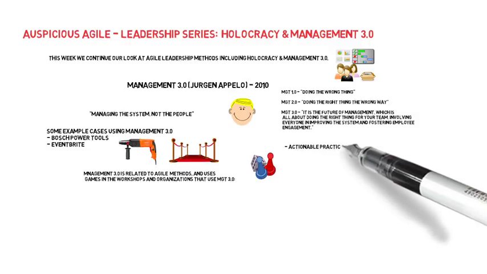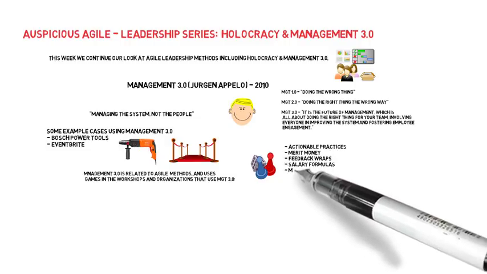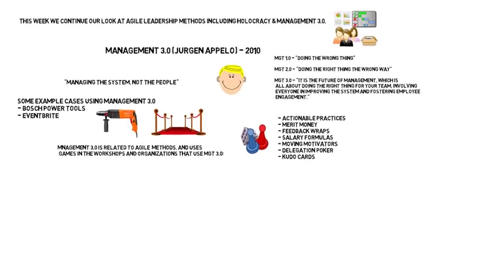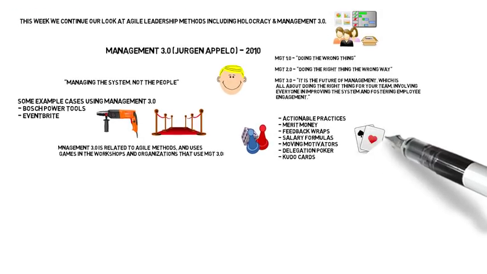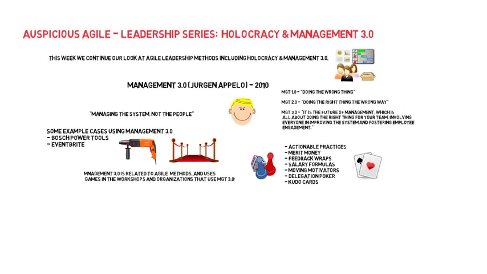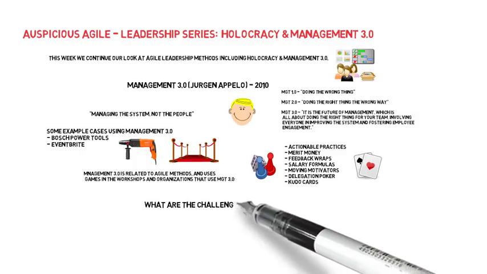So what are some of the games? What are some of the actionable practices? Well, they have things called merit money, feedback wraps, different ways to give feedback. They have salary frameworks and formulas. They have moving motivators, delegation poker, celebration grid, and kudo cards, which is a way to thank people who've done a great job in the organization or done something nice for you, and to make that public. So lots of different games and activities.